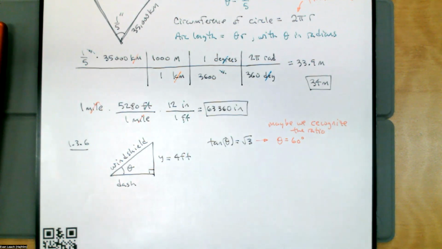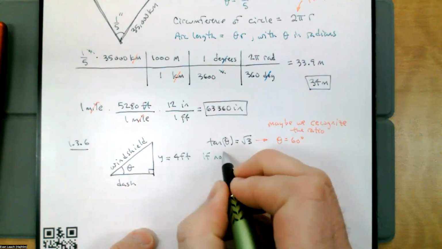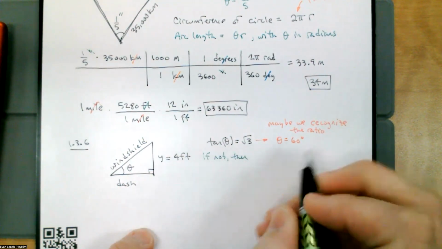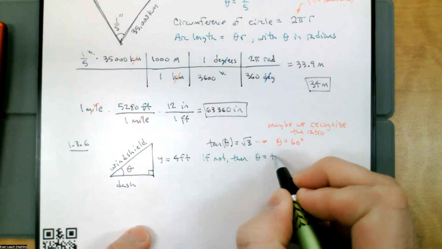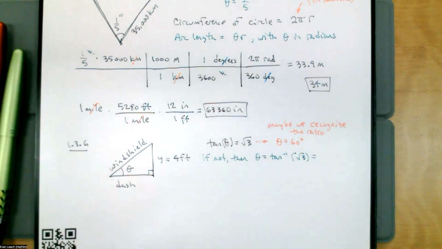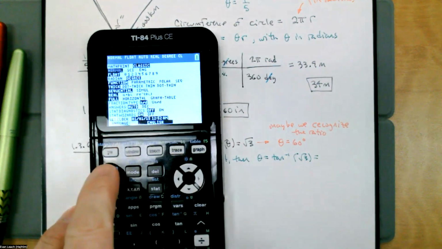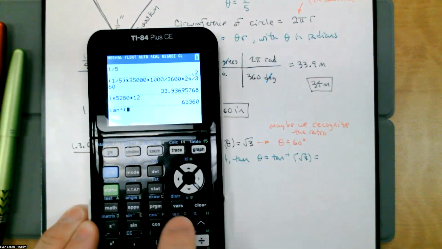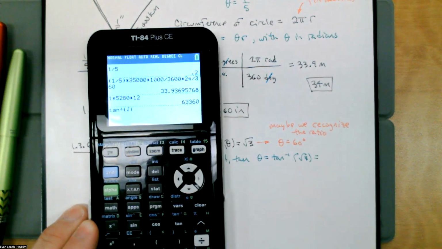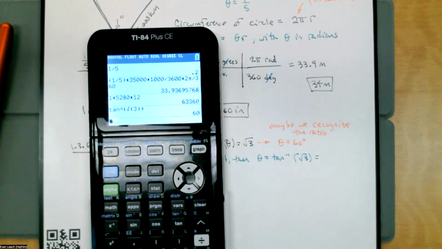Let's suppose that we didn't recognize that. Let's suppose we didn't know that at all. We'll grab our calculator, make sure we're in degree mode, and find the tangent inverse of the square root of 3. We close the square root, close the tangent inverse, and we find out that it's 60. So we don't have to recognize, we have calculators.